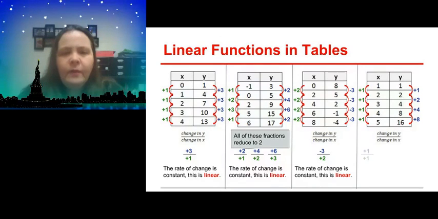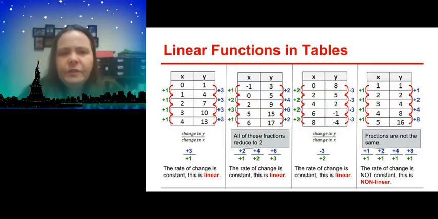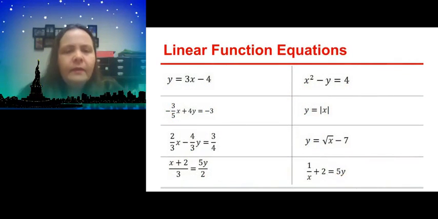So if we're going to look at the change in y over the change in x, then we have 1 over 1 for our first rate of change. Then we have 2 over 1, 4 over 1, and 8 over 1. And none of those fractions reduce to the same thing. Therefore, the rate of change is not constant, and this is a nonlinear function.